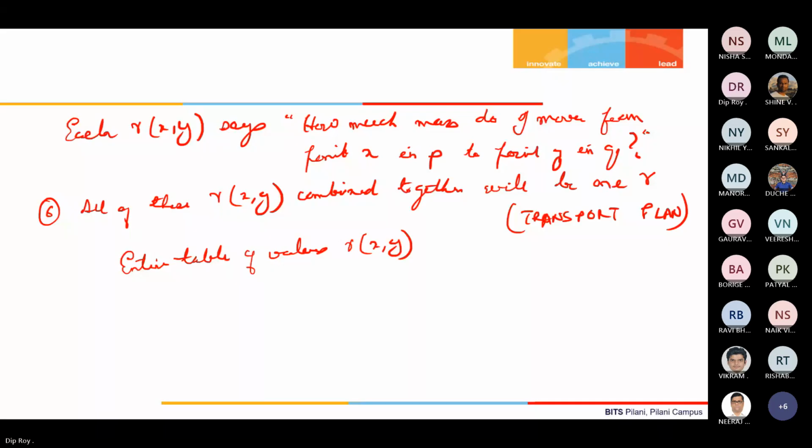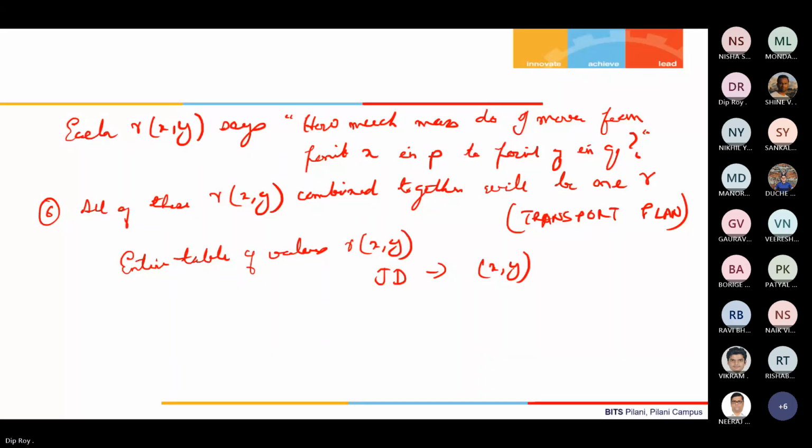So you have one transport plan of how to move from X to Y. And then the entire table of rho X and Y across all combinations of X and Y is one full transport plan, or a candidate for moving P into Q. So this represents basically the joint distribution between X and Y.